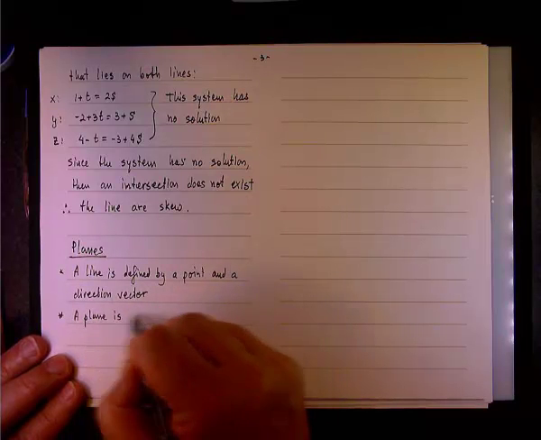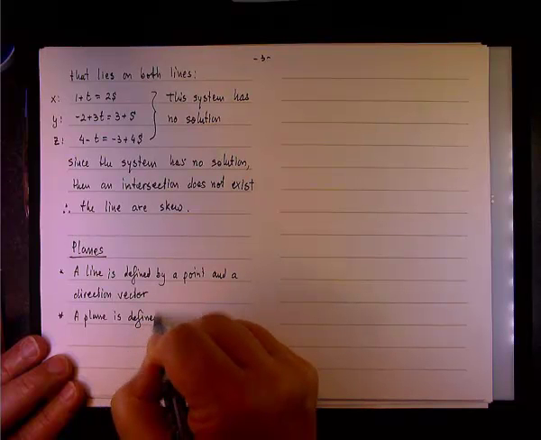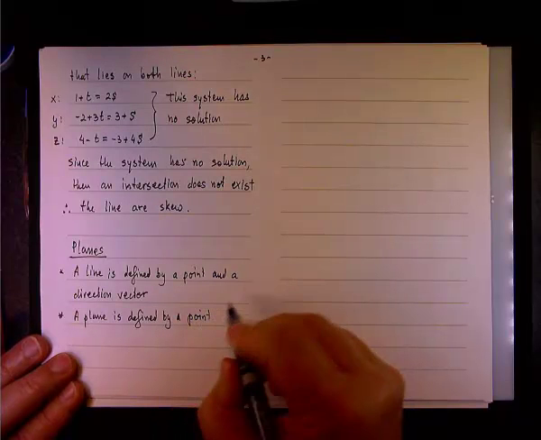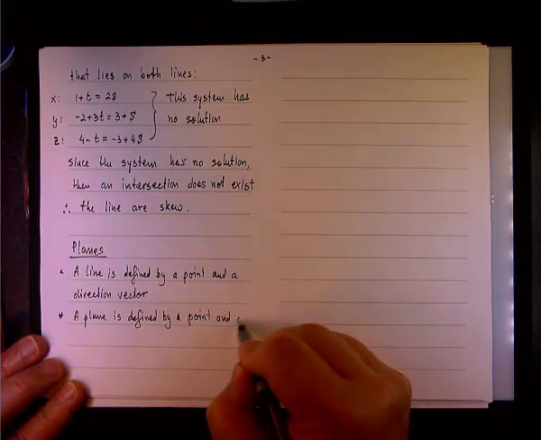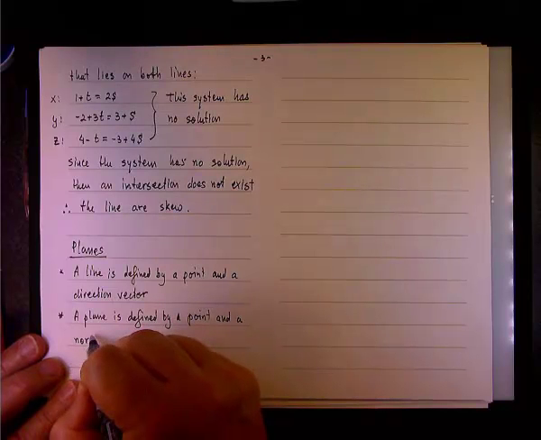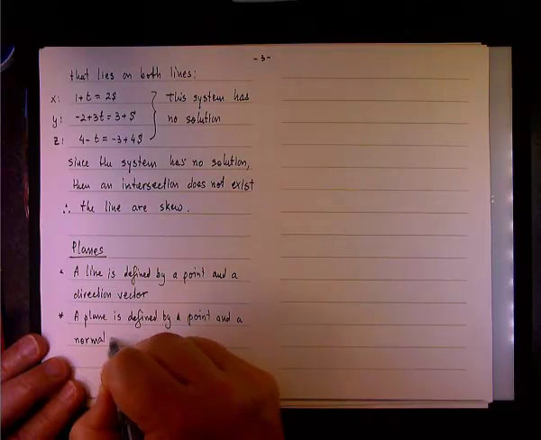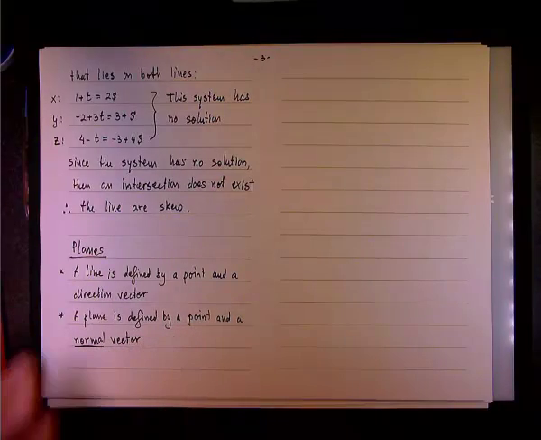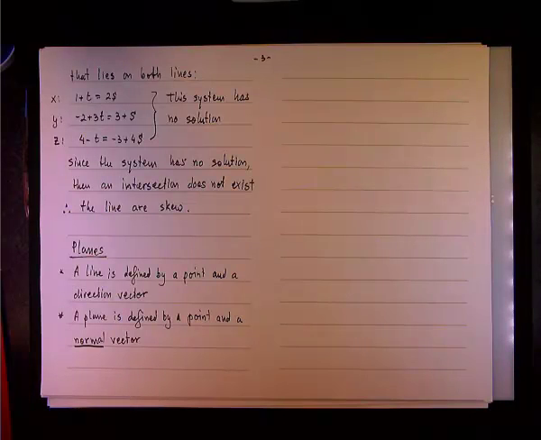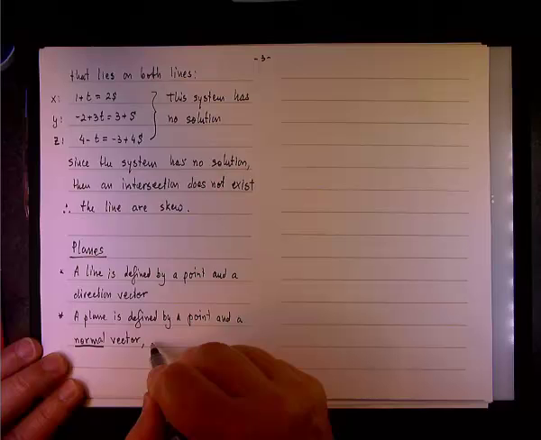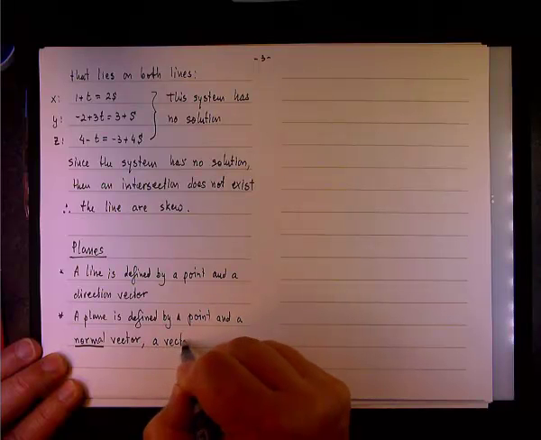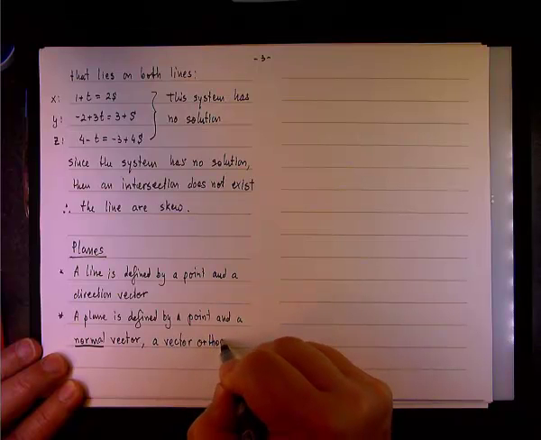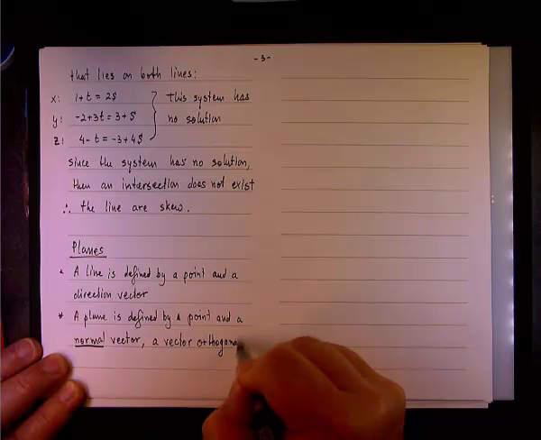A plane is defined by a point and a normal. It's a normal vector, but I'm going to write it one time as a normal vector, and then from this point on, I'll just drop the vector and write normal. And a normal vector is a vector that is orthogonal to the plane. So, orthogonal.